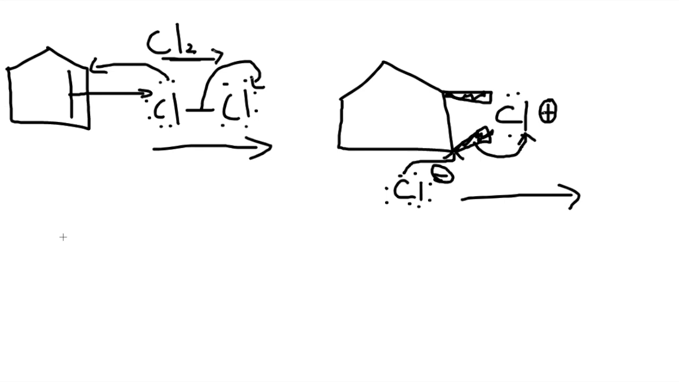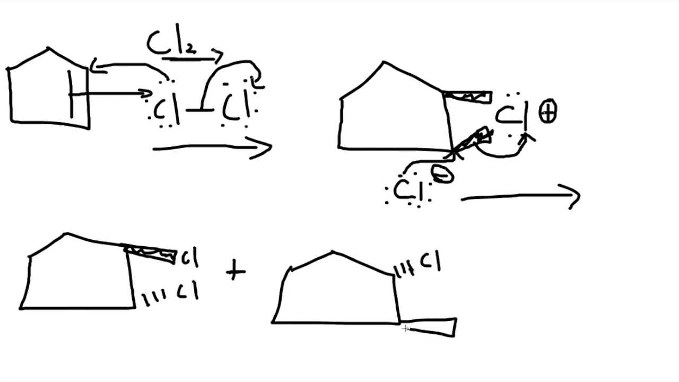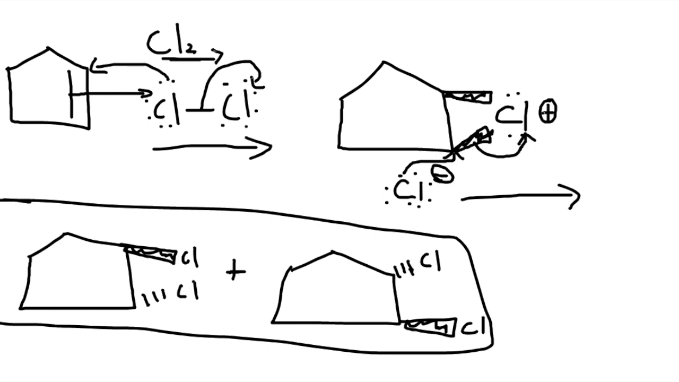Which will give us a product of this. Plus, it's an enantiomer. So we can see that this is an anti-addition. And these are the 2 products for the mechanism that we drew.